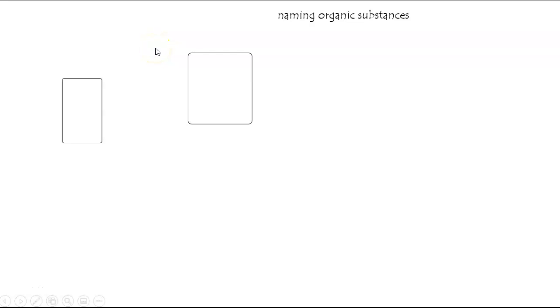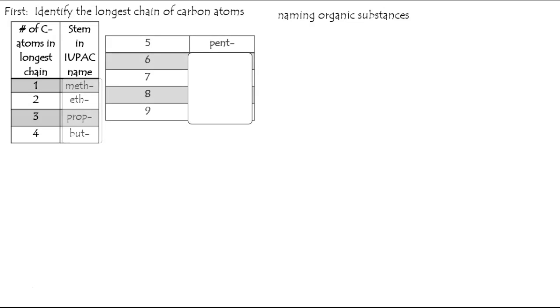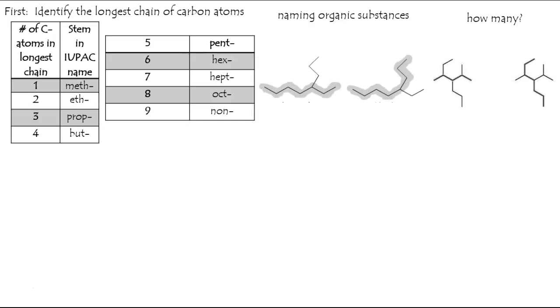Dr. B here again, and let's name some organic substances. The system involves first just identifying the longest chain of carbon atoms. And here are the stems that we use for 1 through 10. 1, we say meth; 2, eth; 3, prop; 4, but. 5 through 9: 5 we say pent, 6 hex, 7 hept, 8 oct, 9 non.